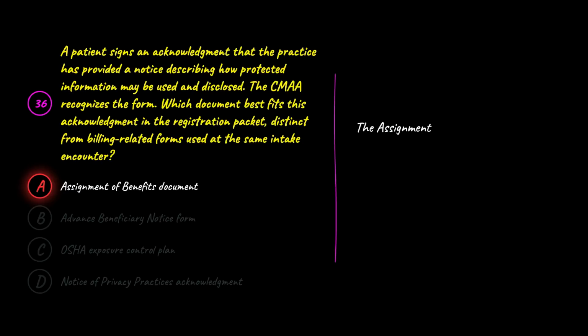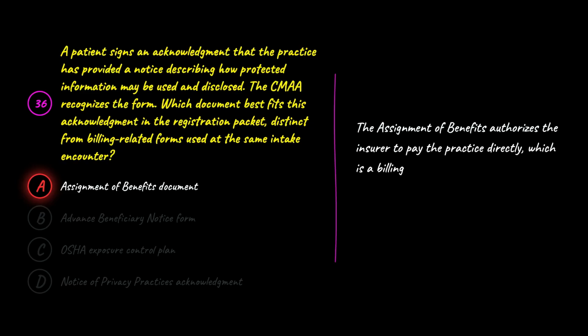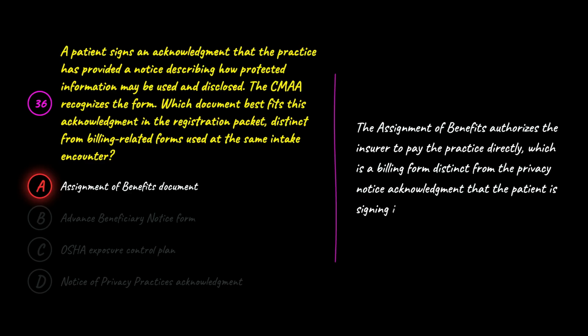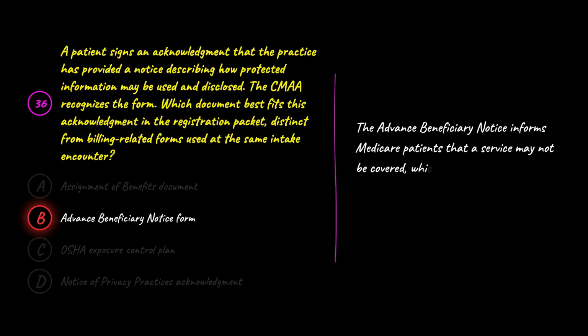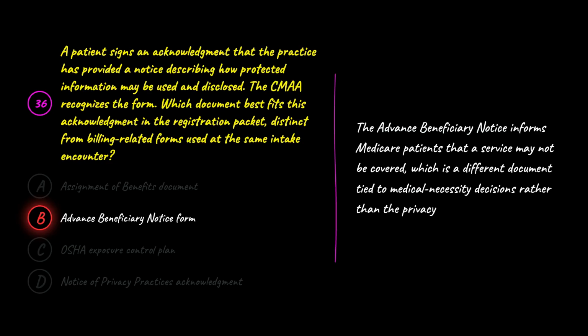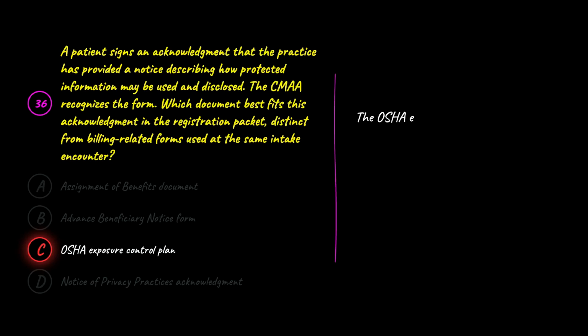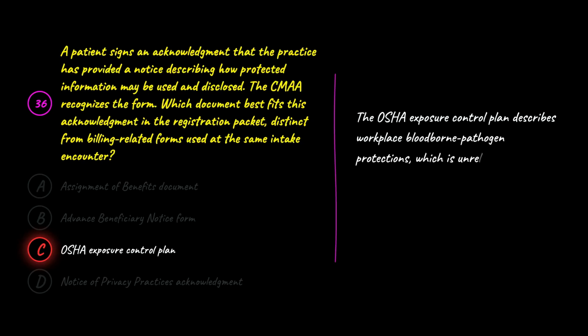A is wrong because the assignment of benefits authorizes the insurer to pay the practice directly, which is a billing form distinct from the privacy notice acknowledgement that the patient is signing in this scenario today. B is wrong because the advance beneficiary notice informs Medicare patients that a service may not be covered, which is a different document tied to medical necessity decisions rather than the privacy notice acknowledgement. C is wrong because the OSHA Exposure Control Plan describes workplace bloodborne pathogen protections, which is unrelated to the privacy notice acknowledgement the patient is signing as part of the registration packet today.